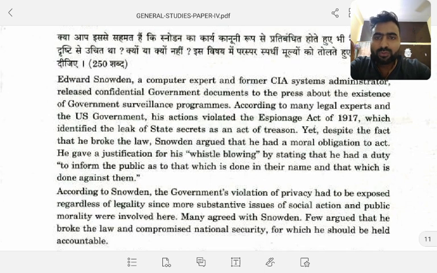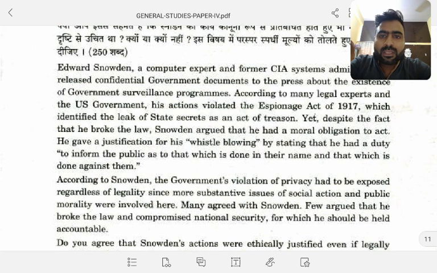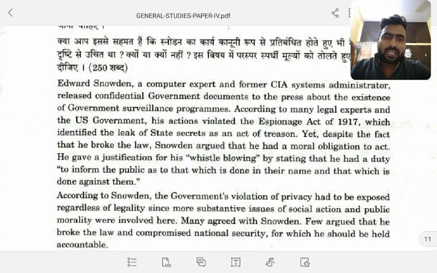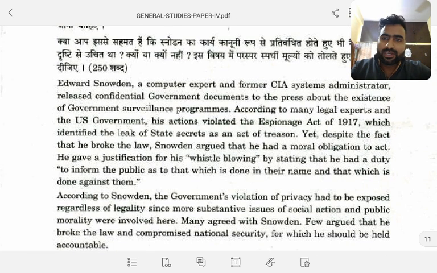I'll go through the question itself with you, and then we'll discuss what can be the approach to solve this case study. Edward Snowden, a computer expert and a former CIA systems administrator, releases confidential documents to the press about the existence of government surveillance programs. Basically, he's whistleblowing and releasing some confidential information into the public domain.